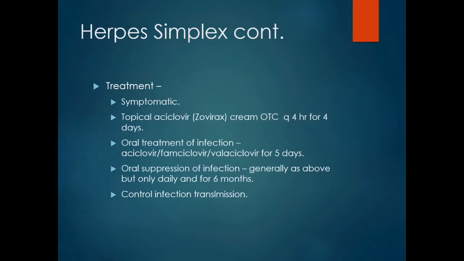So treatment is basically symptomatic. If someone presents with recurrent cold sores on their mouth, then they can get Zovirax or acyclovir cream over the counter. When they get prodromal features such as tingling around the lips, they can apply the cream every 4 hours for 4 days, and this may decrease the severity and duration of the condition. With a primary infection, if it is moderate or severe, then it can be treated with oral antiviral agents such as acyclovir, famciclovir, valciclovir for 5 days.